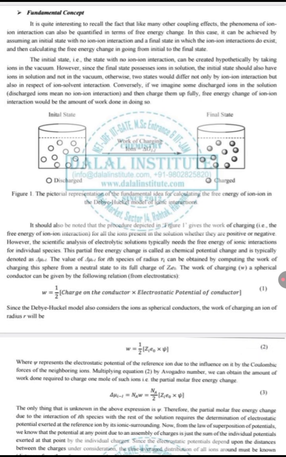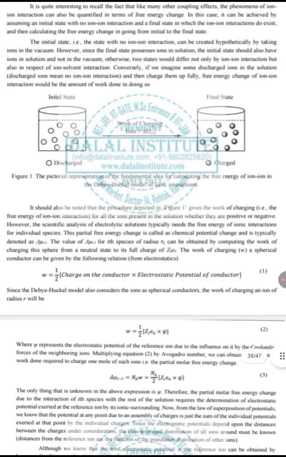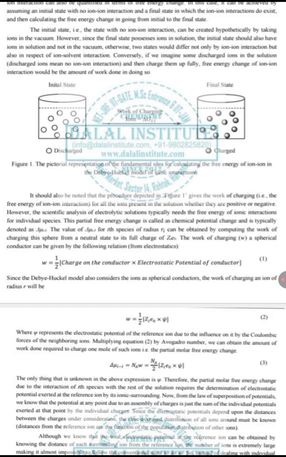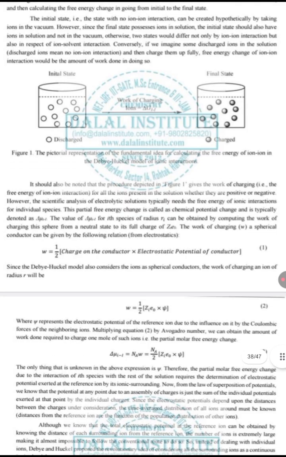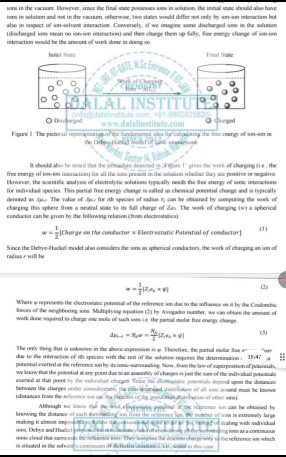Fundamental concept. It is quite interesting to recall the fact that, like many other coupling effects, the phenomenon of ion-ion interaction can also be quantified in terms of free energy change. In this case, it can be achieved by assuming an initial state with no ion-ion interaction and a final state in which the ion-ion interaction does exist, and then calculating the free energy change in going from initial to final state. The initial state, that is the state with no ion-ion interaction, can be created hypothetically by taking ions in the vacuum. However, since the final state possesses ions in solution, the initial state should also have ions in solution and not in vacuum. Otherwise, the two states would differ not only by ion-ion interaction but also in respect of ion-solvent interaction.